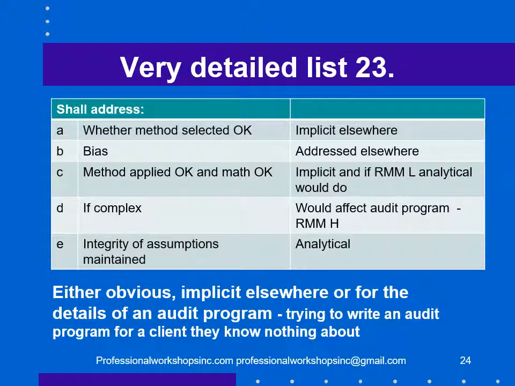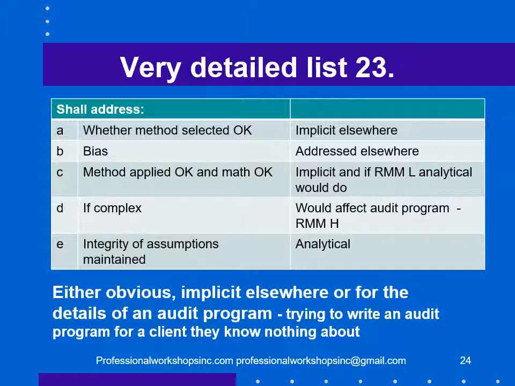There is a very detailed list in paragraph 23. It says assess whether the method selected is okay, and I think that's implicit elsewhere. Evaluate management bias, and we're going to find bias in this section mentioned about 10 times. It's already addressed in other sections of professional standards, so that's not anything new. Test if the method applied is okay and the math is okay, and that's implicit, I think, in other sections. And if risk of material misstatement is lower, analytical procedures would do.